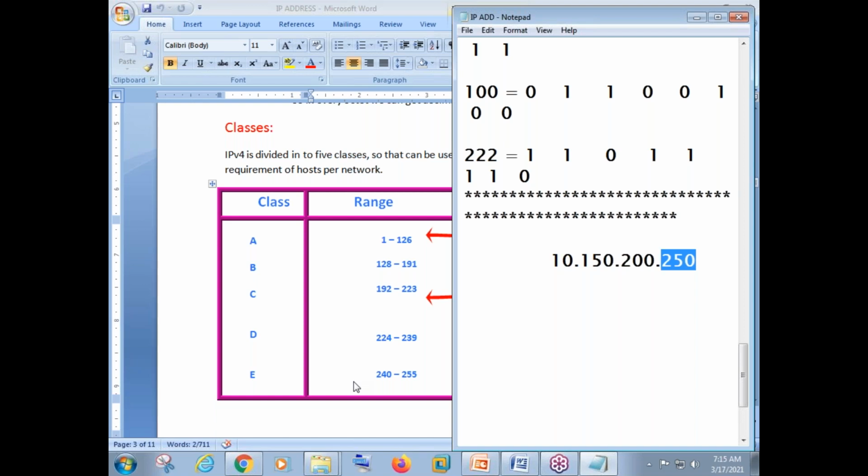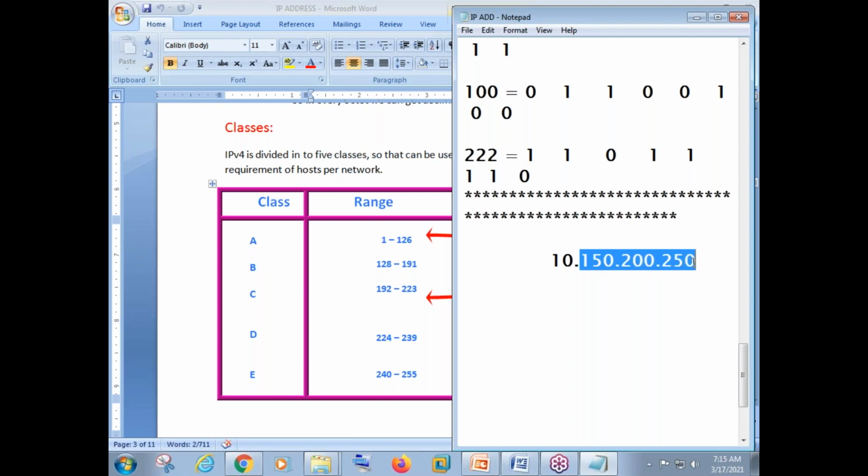That's a very simple thing. What we need to see first of all is all 4 octets, whether they are in the range 0 to 255. Now we can see all the 4 octets are in the range 0 to 255. Now to identify the class of the IP, we need to see the first octet. Here the number is 10, so this IP address is from class A.